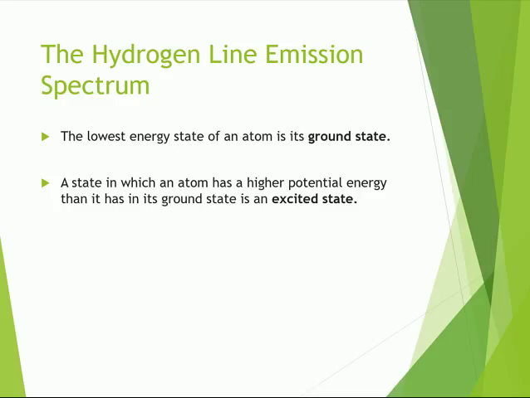Now here are some background definitions. The lowest energy state of an atom is its ground state. The electrons have a low amount of kinetic energy. They're close in to the nucleus. They're not moving quickly. Now, if you add energy to that system, you're going to excite the atom, and that's going to show itself as these electrons moving away from the nucleus, and they are now in an excited state. They have a higher potential energy than the ground state. Those electrons have moved away from the nucleus.